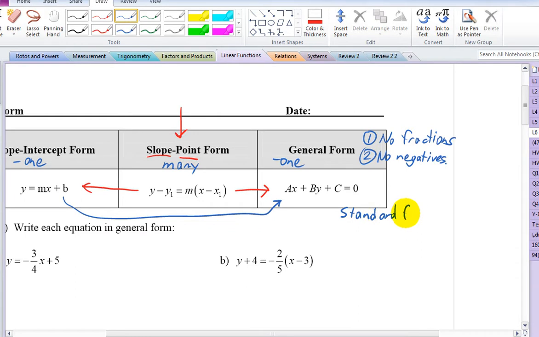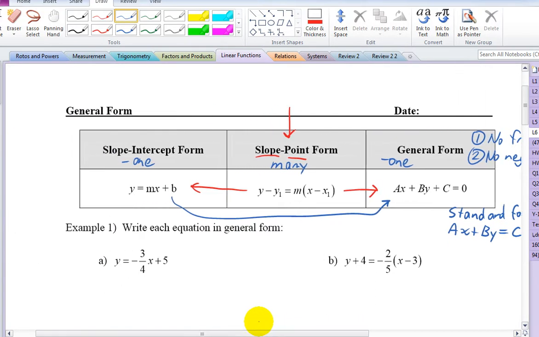Okay? Your standard form is going to be just the same, except it's ax plus by equals c. So instead of 0, your constant, the number by itself, is on the other side of the equal sign. So ax plus by equals c. Any questions? Today's a lot of algebra. Let's practice a little bit.